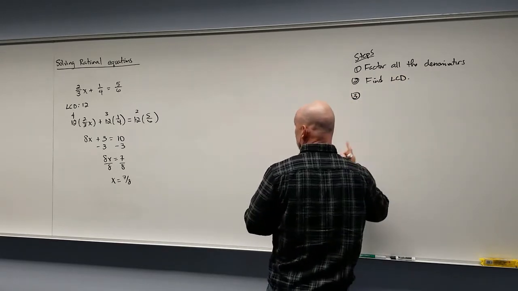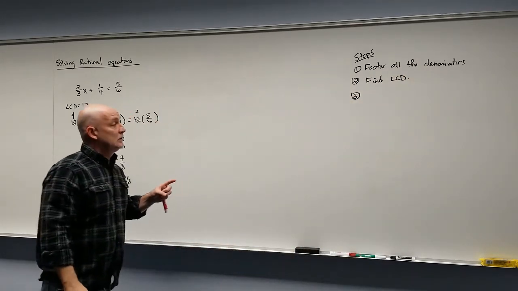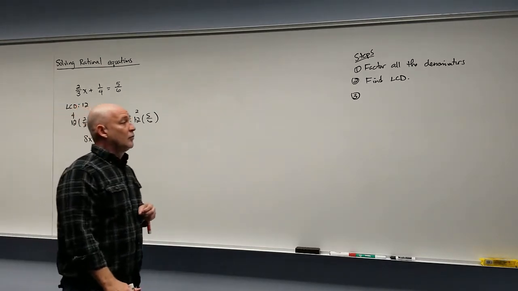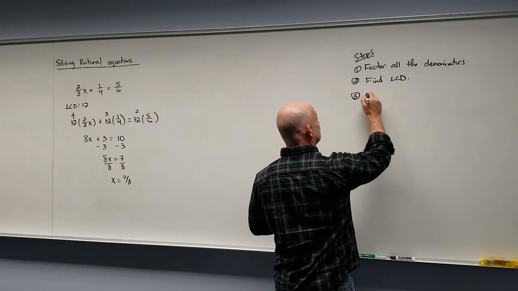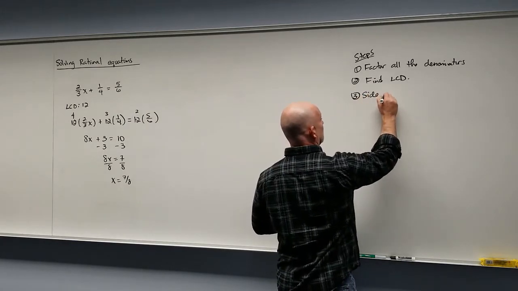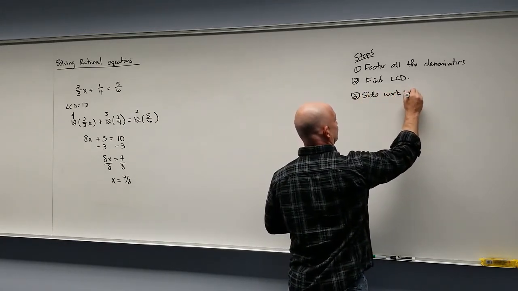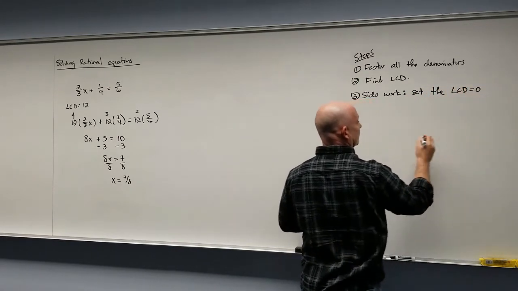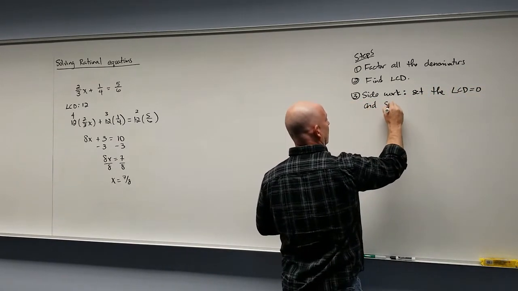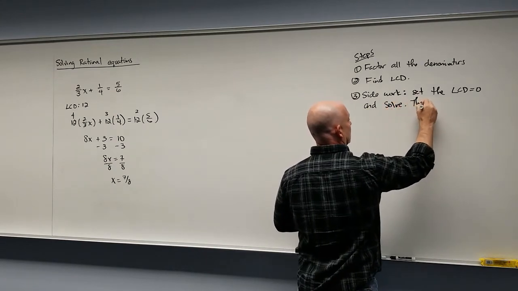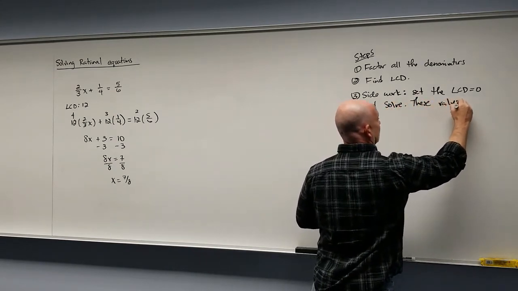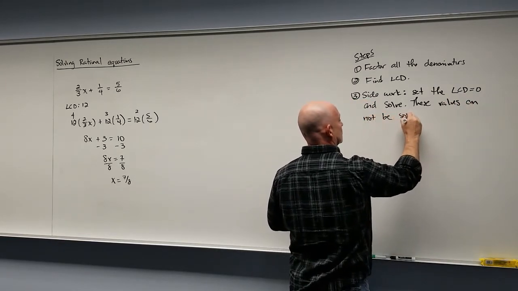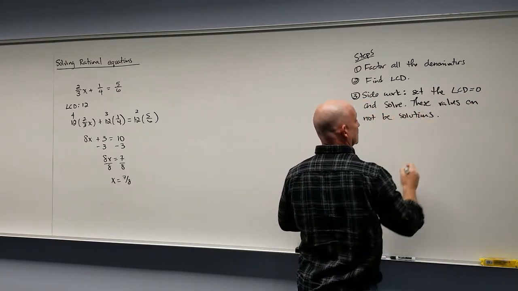Now, step 3 that we did over here, we actually didn't do here because this was a simpler equation. That's just a linear equation. So what we need to do here is some side work. Set the LCD equal to 0 and solve. These values cannot be solutions. And we'll see why in just a second.